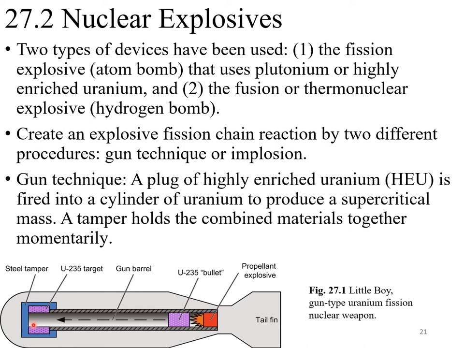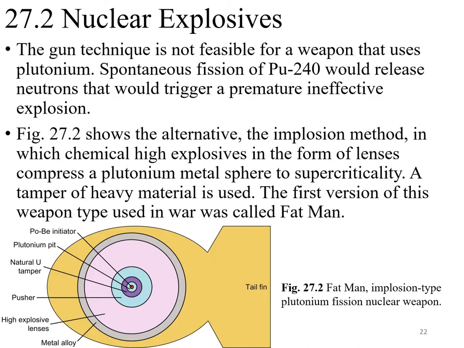The first gun-type atomic bomb, given the name Little Boy, was about 10.5 feet long and 2.4 feet in diameter, and weighed 9,700 pounds. The gun technique is not feasible for a weapon that uses plutonium. Spontaneous fission of plutonium-240 would release neutrons that would trigger a premature, ineffective explosion.